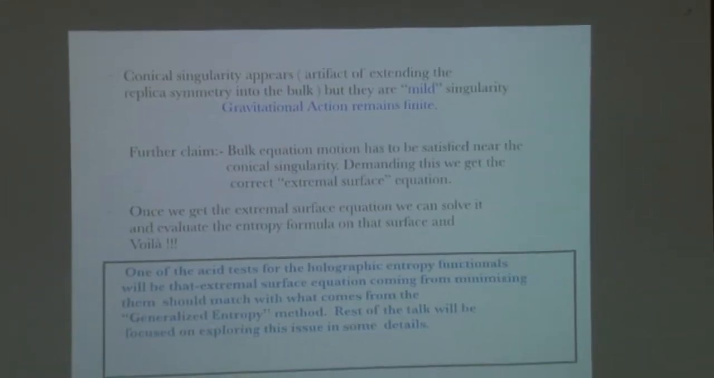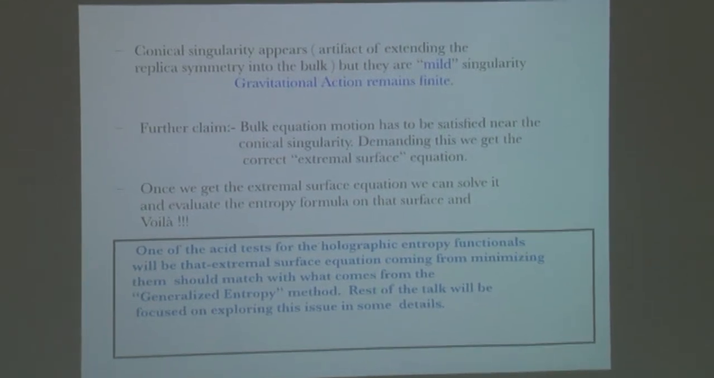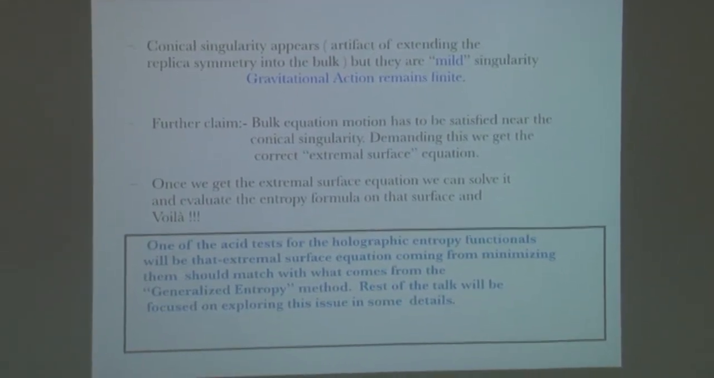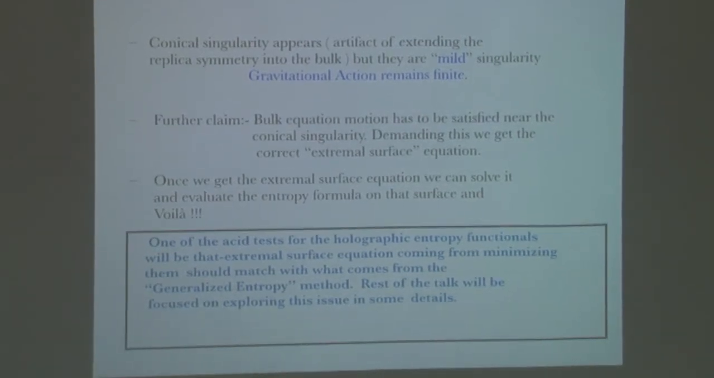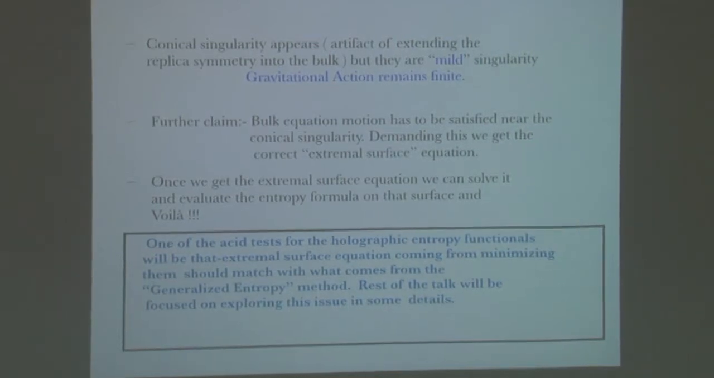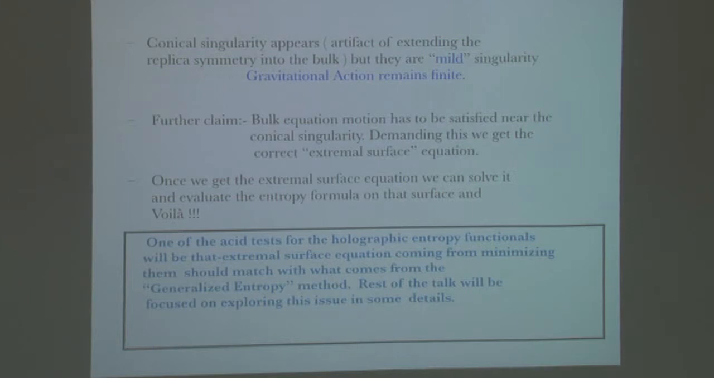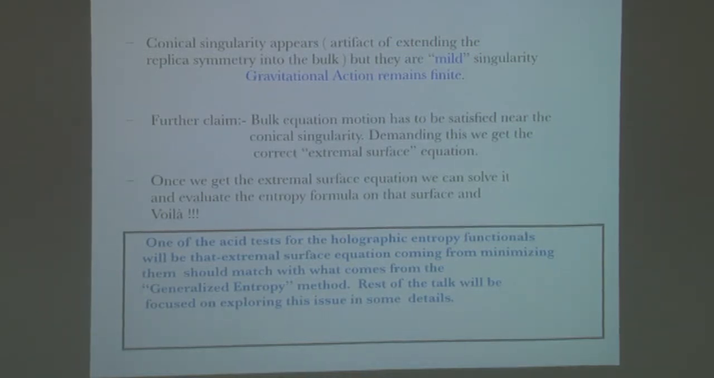So, to repeat again, we have to evaluate that entropy functional on the spatial codimension 2 surface, and to find the location of this codimension 2 surface, that is the location of the tip of the cone in this picture, one needs to satisfy the bulk equation of motion near the conical singularity. Because of this conical singularity, we will get all sorts of divergences in the equation of motion, and we have to demand that the bulk equation of motion is still satisfied, setting all the divergent components of the equation of motion to zero simultaneously and consistently, and that will determine the correct extremal surface equation. Once we get the extremal surface equation, we can solve it and evaluate the entropy function on that surface, and we get the correct entanglement entropy.